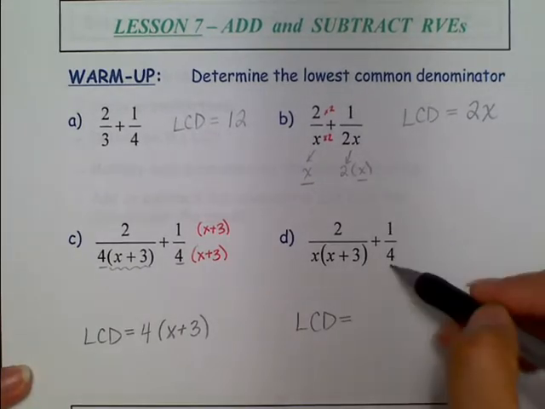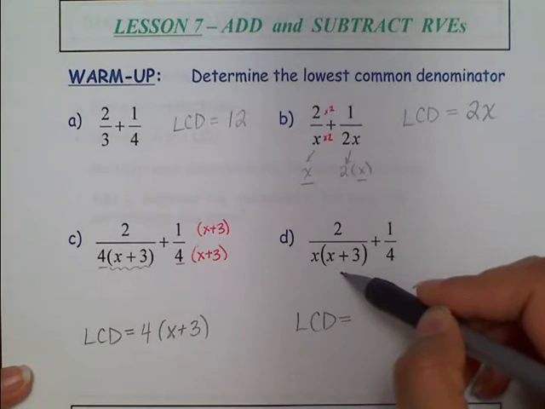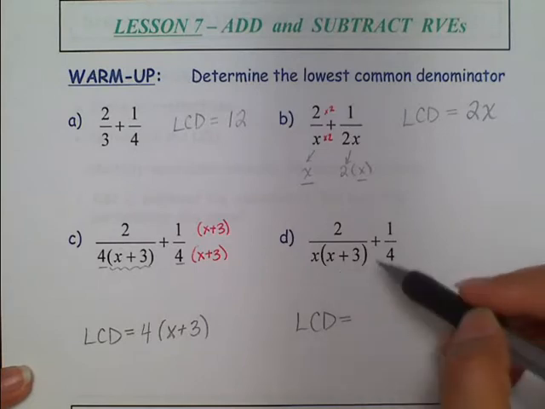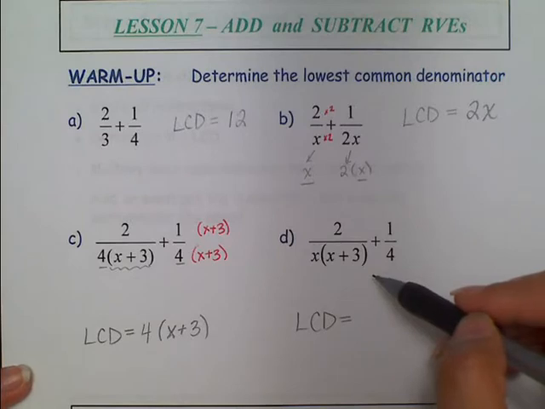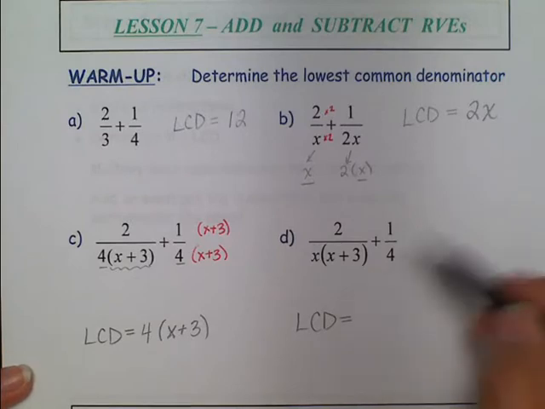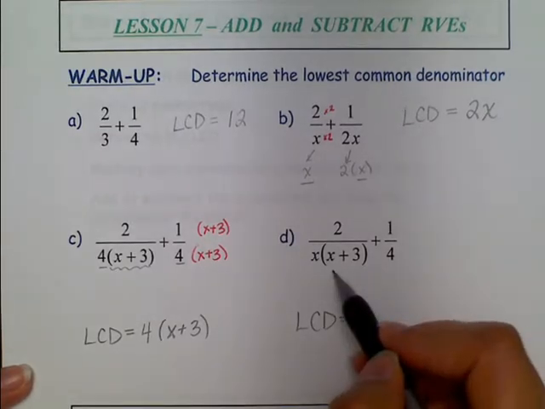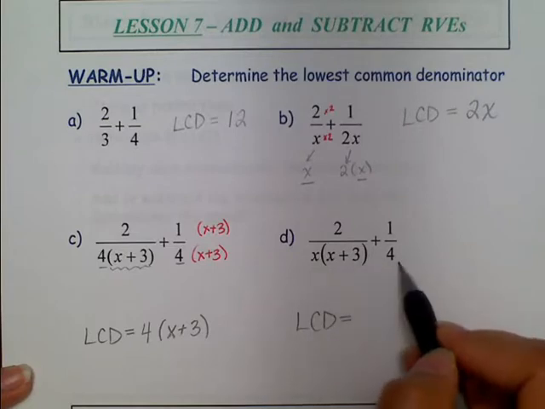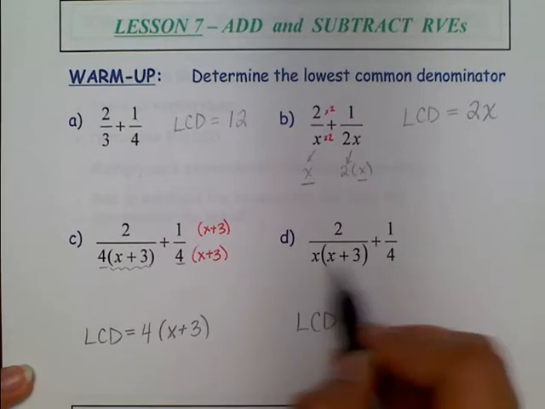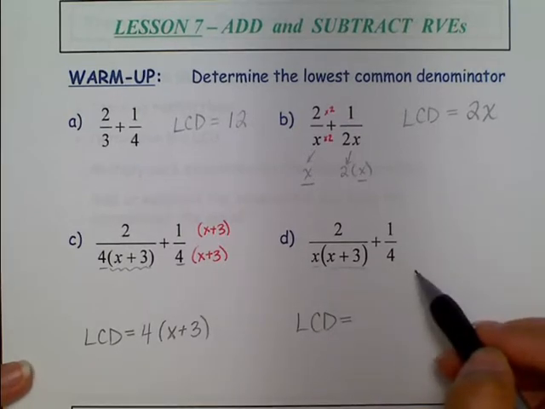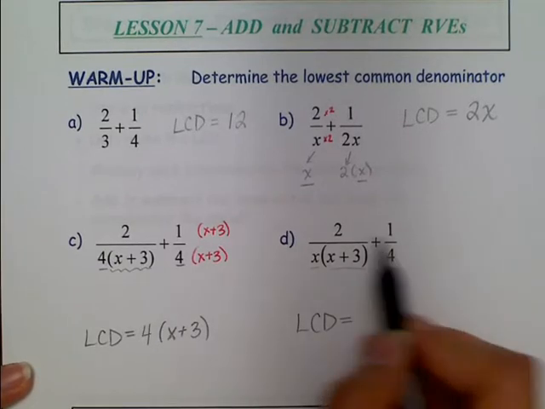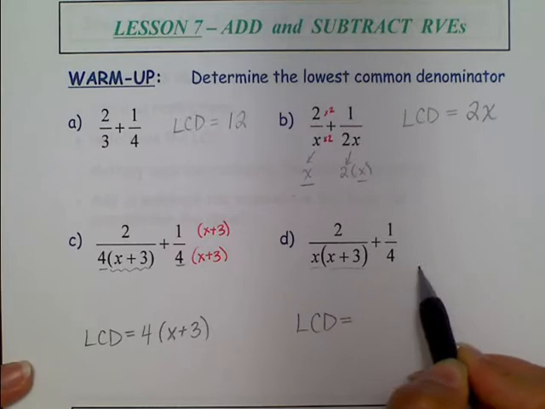And what you'll notice in this case is that these two denominators have nothing in common. Okay, so what that means is each of these denominators are missing the factors that appear in the other denominator. So the first denominator is missing a factor of 4 that exists in the second denominator. And the second denominator is missing a factor of x and x plus 3, which we do have in the first denominator. So the lowest common denominator would include all of these factors together.